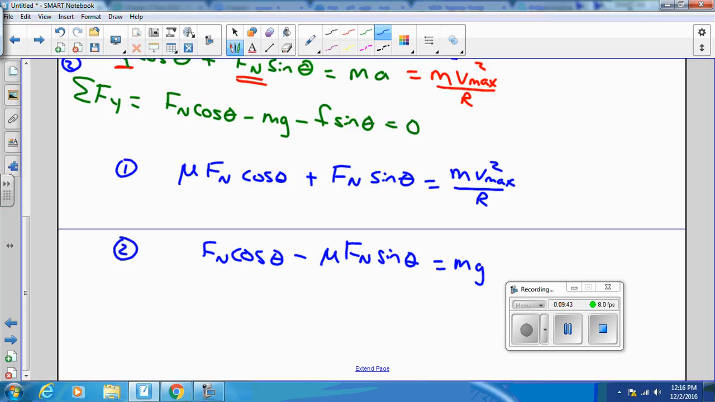Now, I'm going to help out a little bit with the algebra because you may or may not have thought of this. What I really want to do is eliminate Fn from the picture. The reason I want to do that is I'm trying to find Vmax in terms of everything else. So Fn must go.